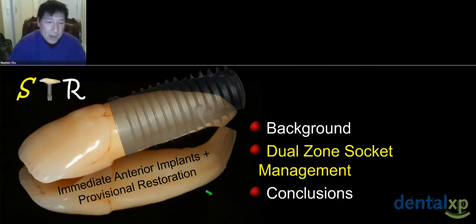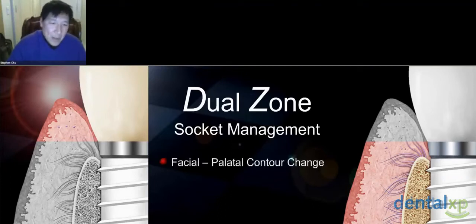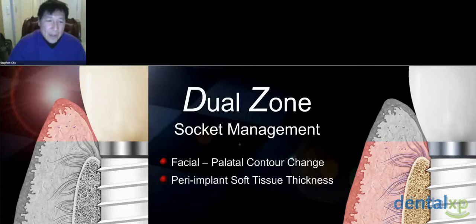So again, what about dual zone socket management, a concept brought to light by my partner Dennis Tarnow? Now, the dual zone socket management study really revolved around looking at 3 different parameters from a retrospective standpoint. The first is buccolingual contour change, as I described, which we're really talking about a lot. Another parameter we looked at was peri-implant soft tissue thickness, the thickness of the soft tissue above the head of the implant. That would be called the peri-implant soft tissue thickness, or David Garber would call it the unsupported soft tissue profile.